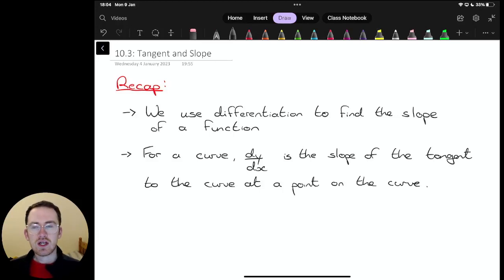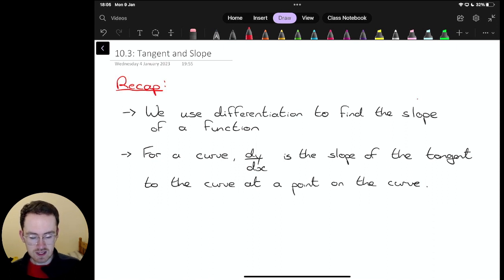Okay, so we're going to look at slopes and tangents and the connection between the two of these. And we're going to be going back over a lot of the bits that we've looked at already. So to start off the recap at the top here, we're looking at the idea of differentiation and poking a little more in depth about what differentiation means, making sure we're all clear on that. So we use differentiation to find the slope.